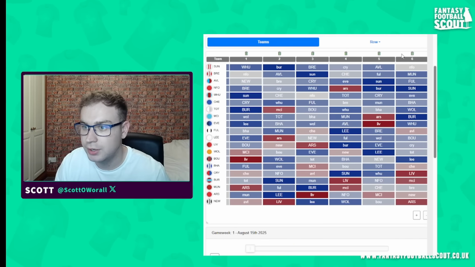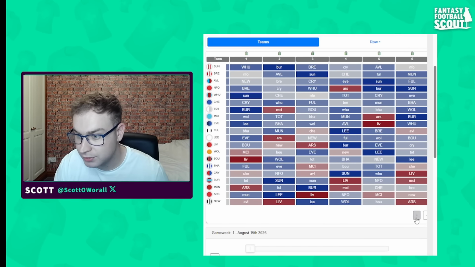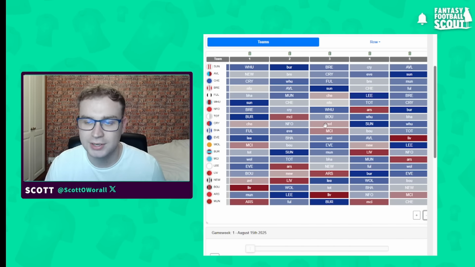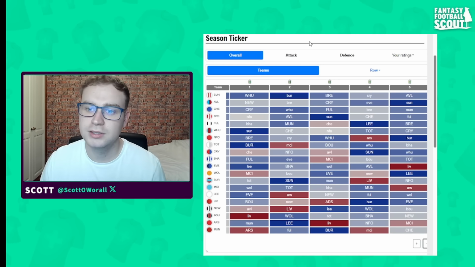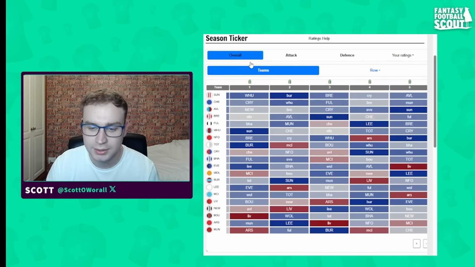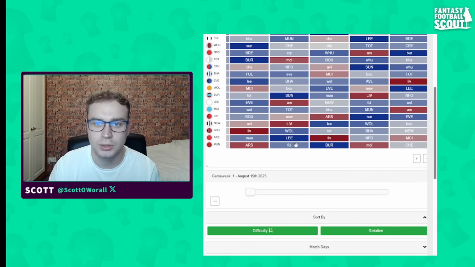You can change this, so I've currently got it on 6. If you want to look at just the first 5, for example, you can minus it off, and then you've just got the first 5 fixtures. There's loads to get into. You've got overall, attack, defence, and then your ratings as well. So yeah, it's a fantastic tool.